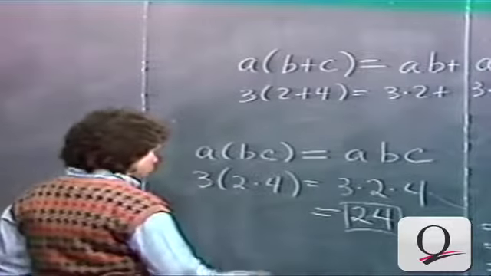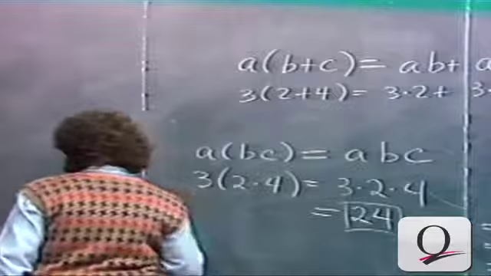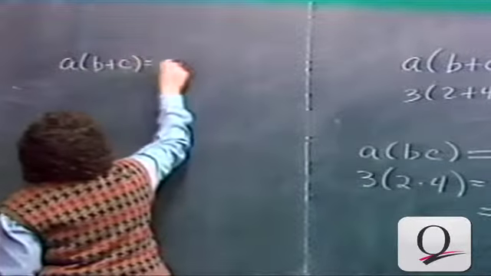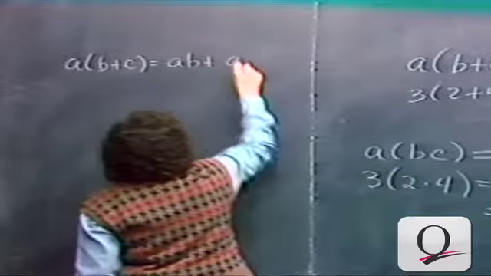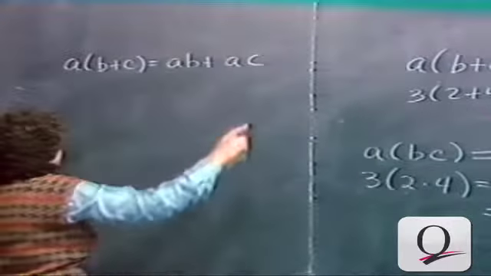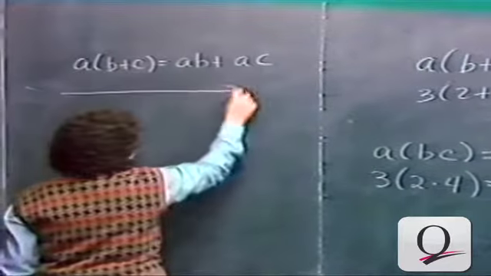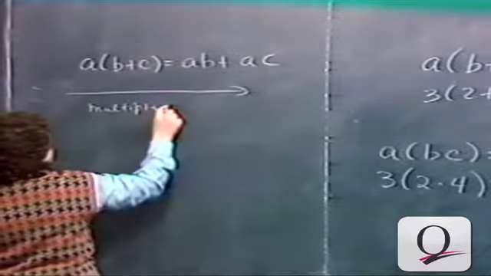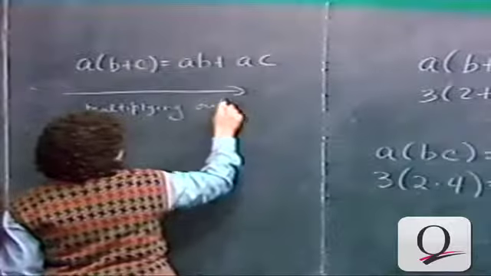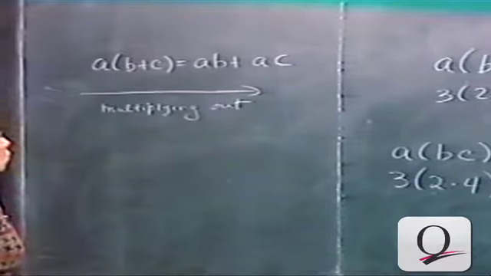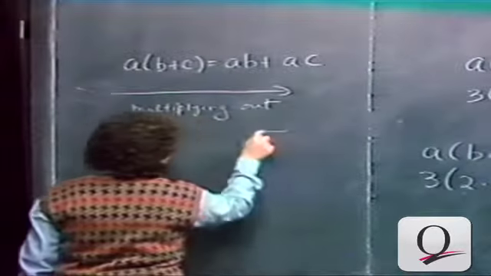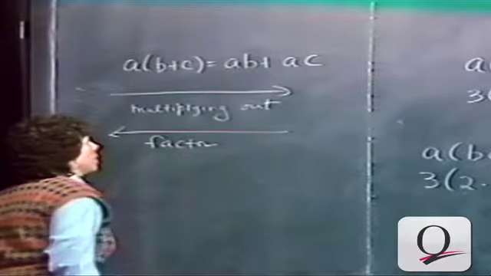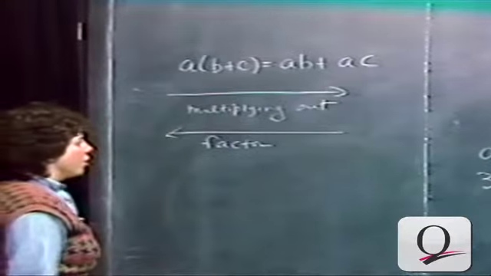All right, now what we have been doing is using the distributive law. A times B plus C is AB plus AC in this way to multiply out expressions. We can also use it in the reverse direction to help us to factor algebraic expressions.